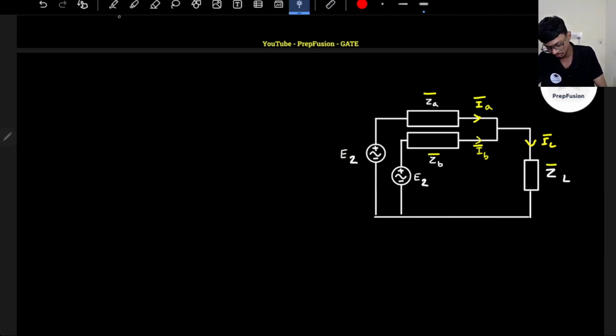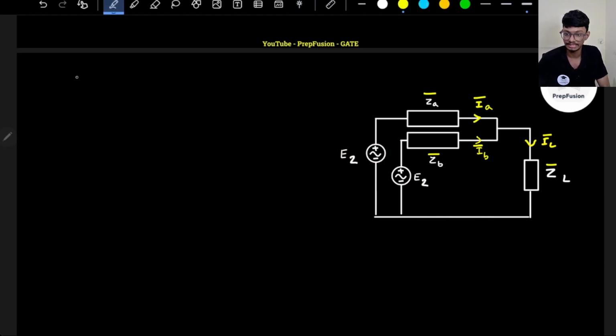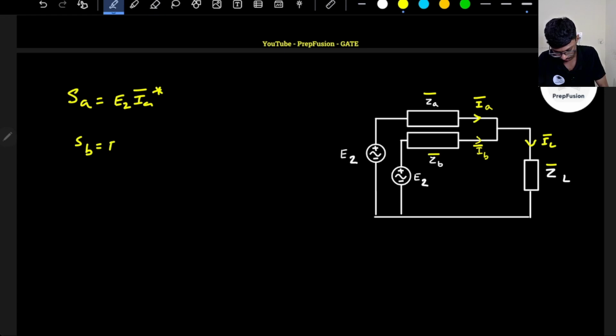So the kVA delivered by transformer A, SA, will be E2 into IA star. SB will be E2 into IB star.